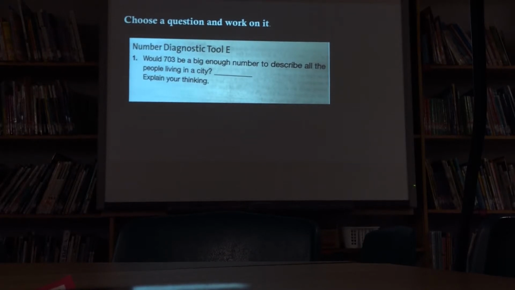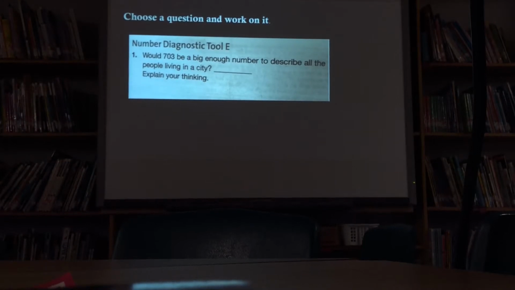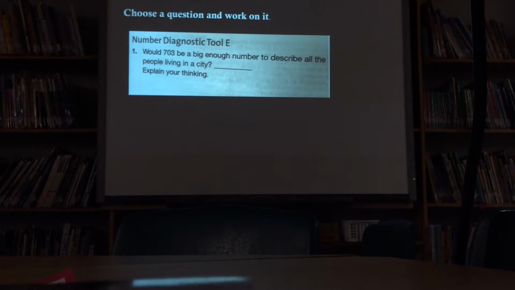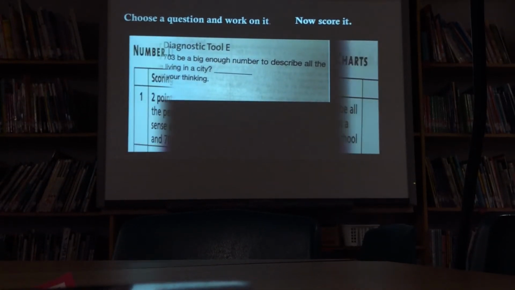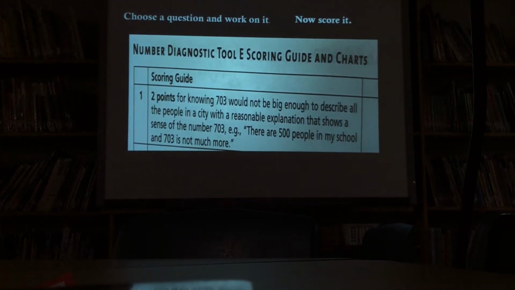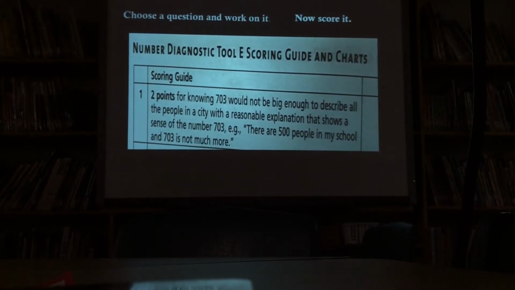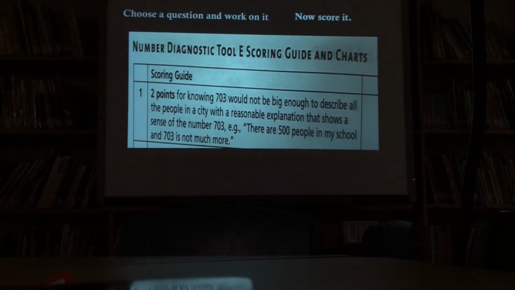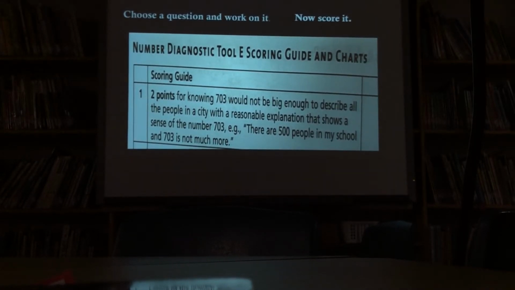Having done this a number of times and moderated it a number of times, students generally know that no, it's not a big enough number, but they have trouble actually articulating why. The trick with scoring Prime is that the scoring guide is very, very tight. This one says they get 2 points for knowing that 703 would not be big enough to describe all the people in a city with a reasonable explanation that shows a sense of the number 703. So that kid that said there's 500 kids in the school, that was the perfect answer, right? Okay, so that kid got a 2.